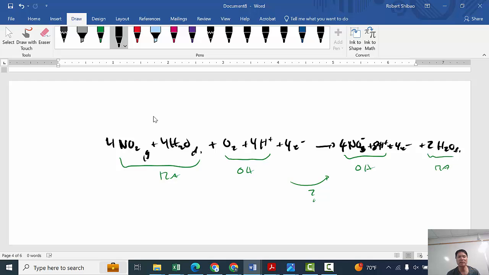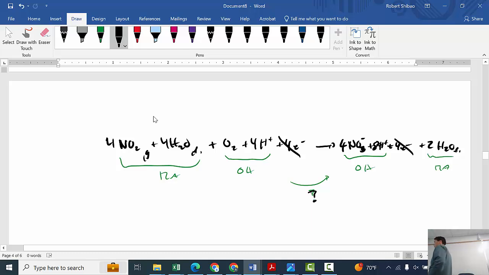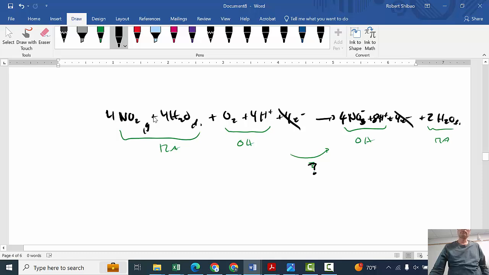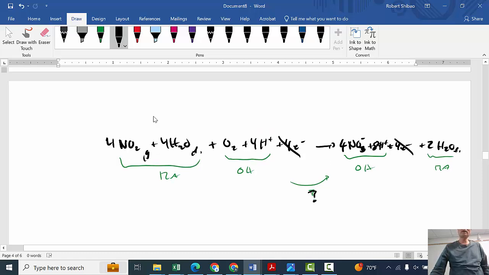Likewise, we can compare the reducing agents, NO2 versus water. That's a hard one too. But the 4 electrons do cancel. And we'll leave the driving force as a question mark here. This is one potential reaction. Maybe there's others as well, depending on what else is present. So that's an example of skeleton redox.